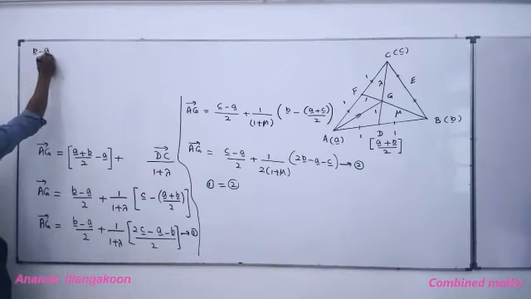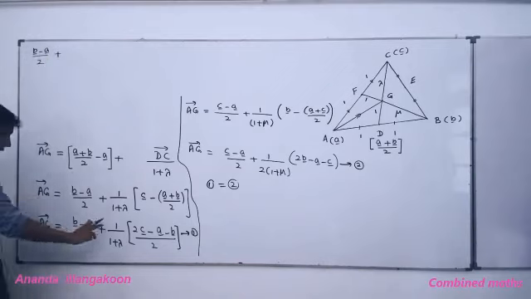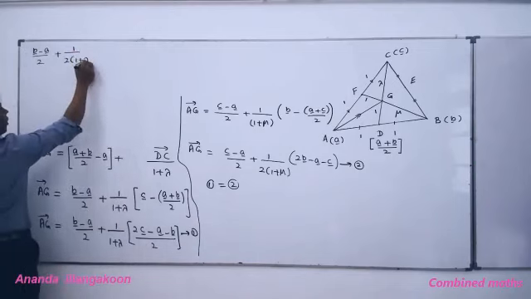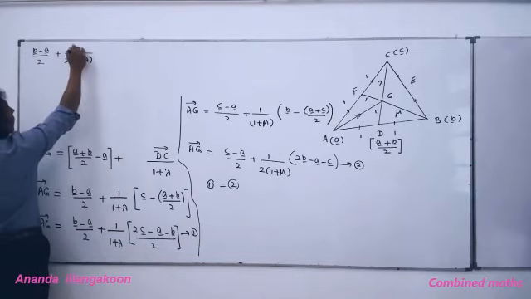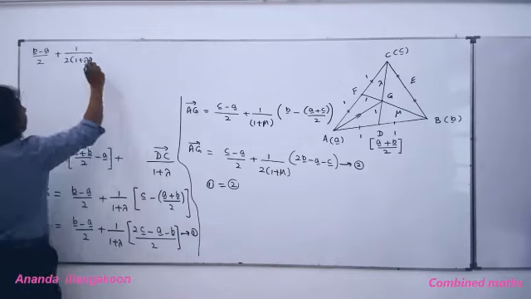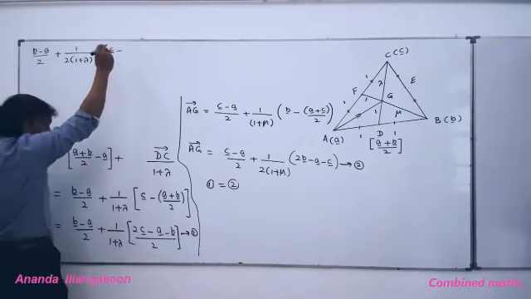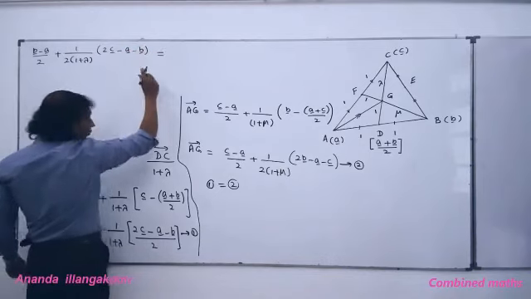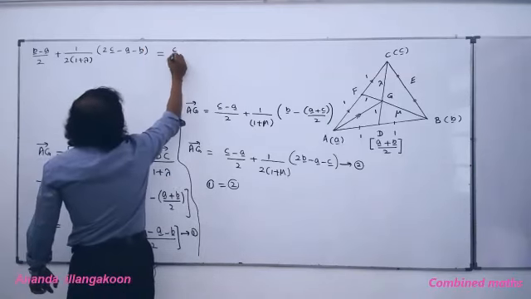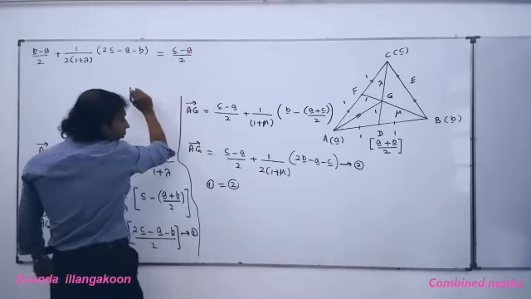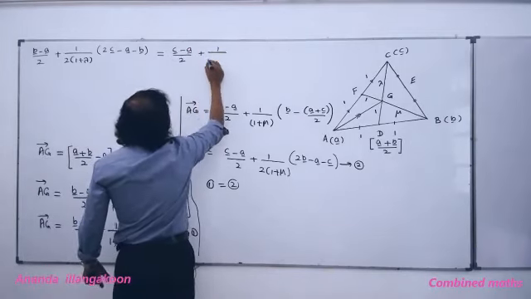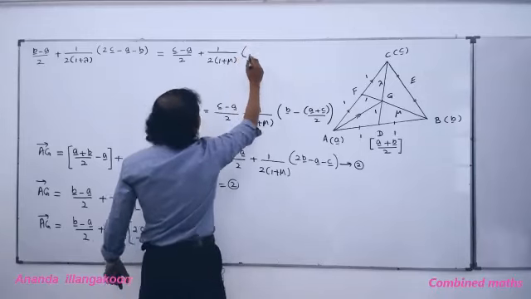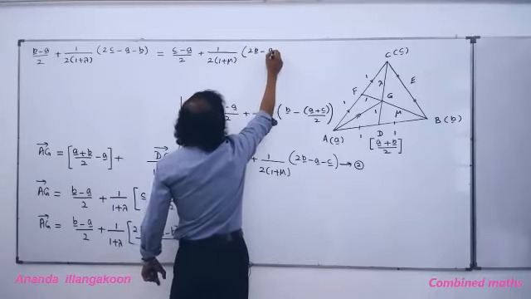Now, people, you can take the next one. Equate here: (B vector minus A vector) divided by 2, plus, this 2 I can take before, 1 upon 2 times (1 plus lambda), and here within the bracket 2C minus A minus B, is equal to this: (C minus A) by 2 plus 1 upon 2 times (1 plus mu), times (2B minus A minus C).